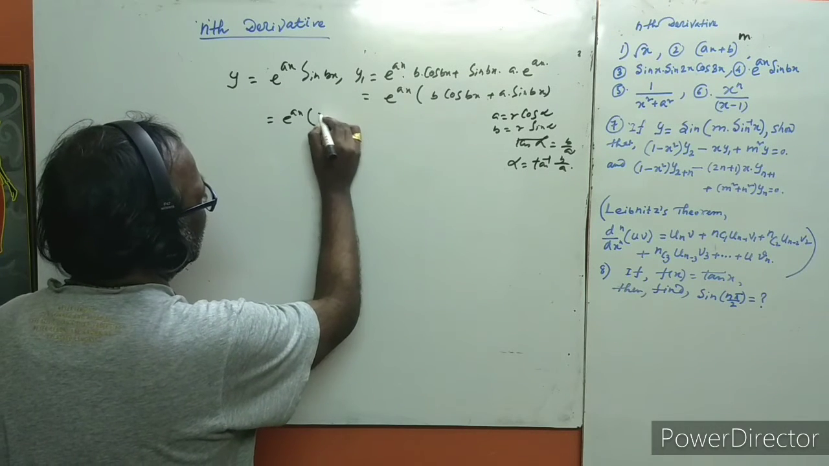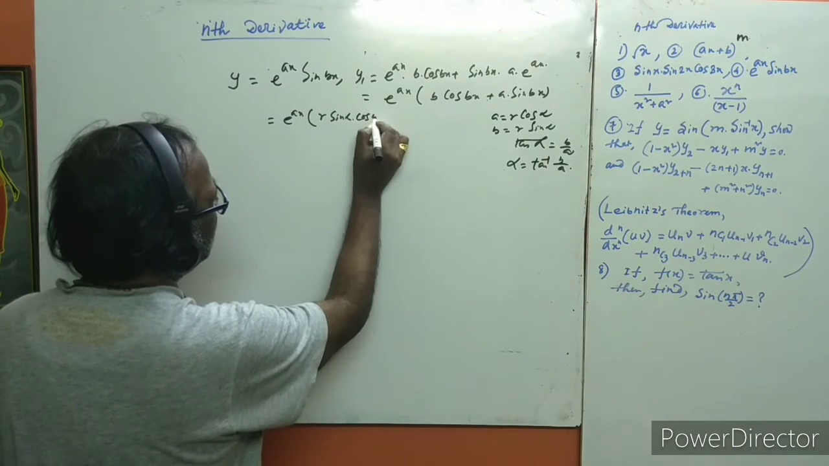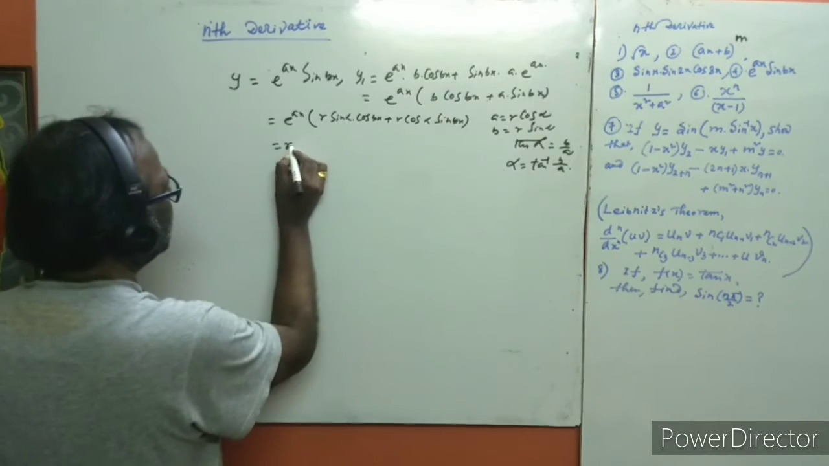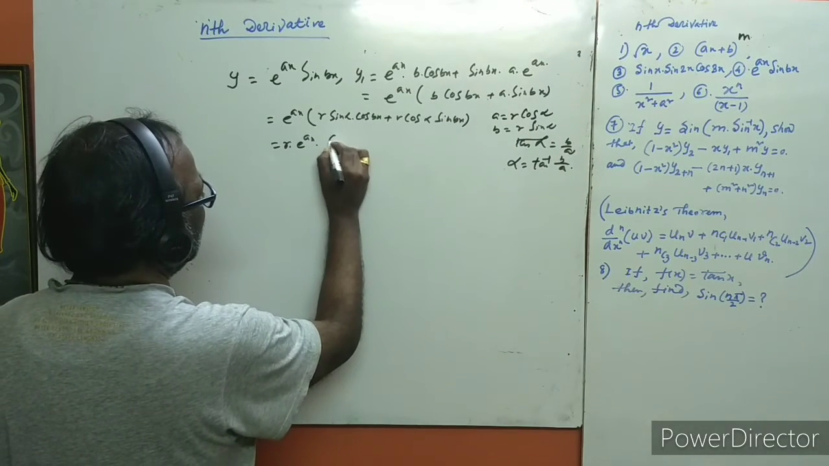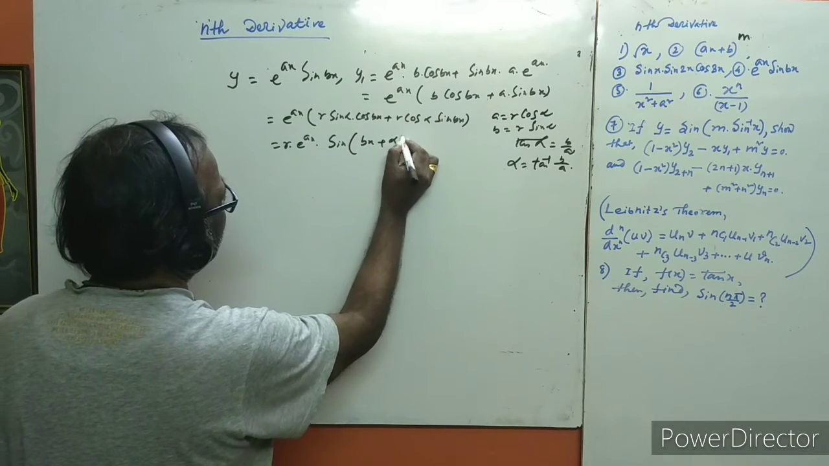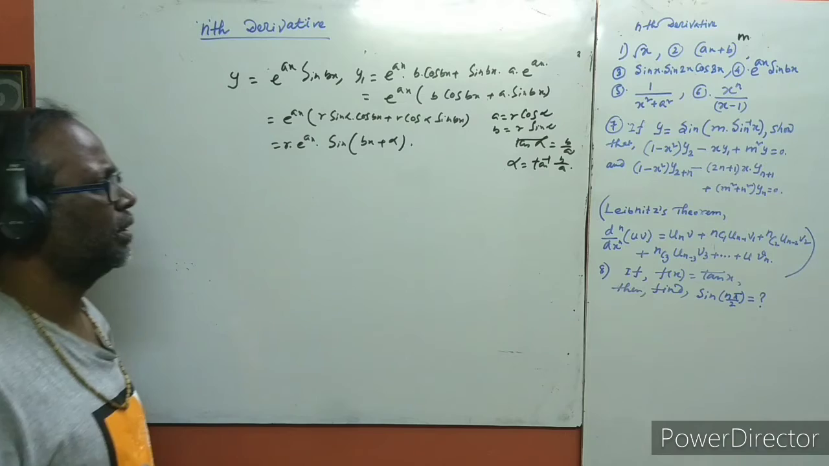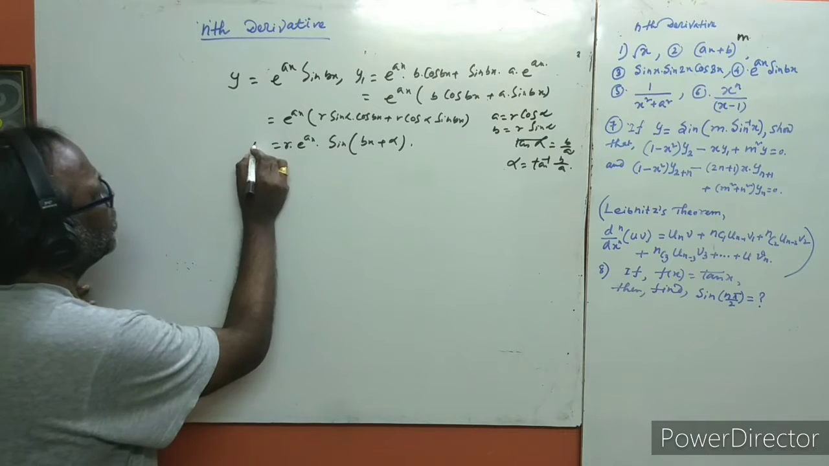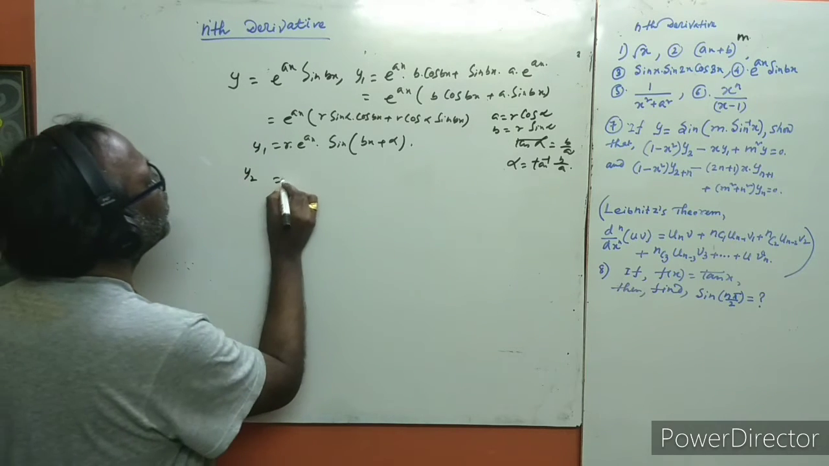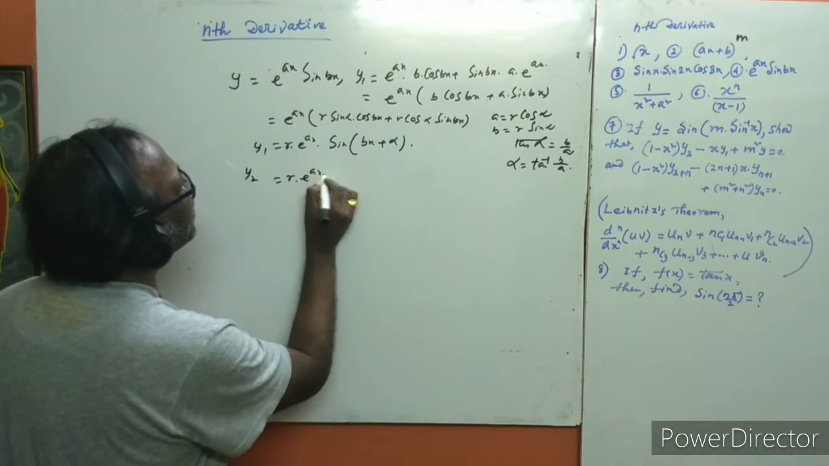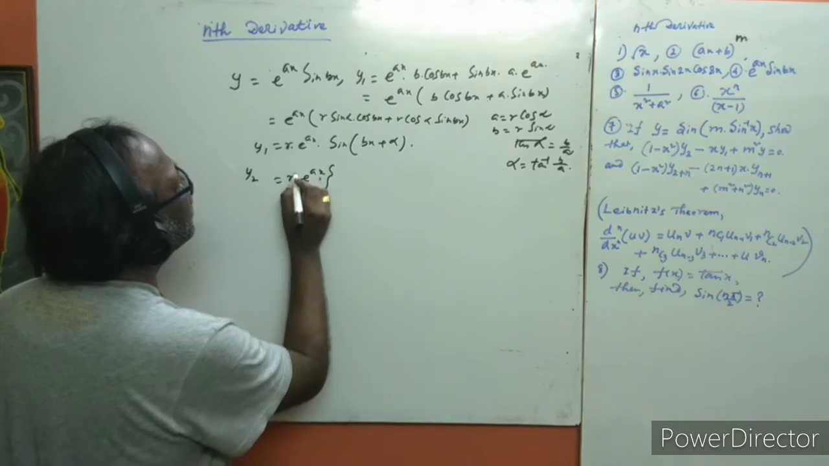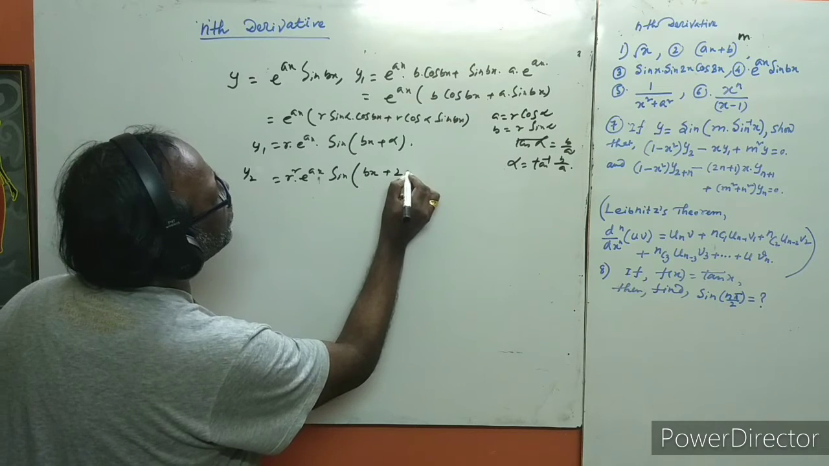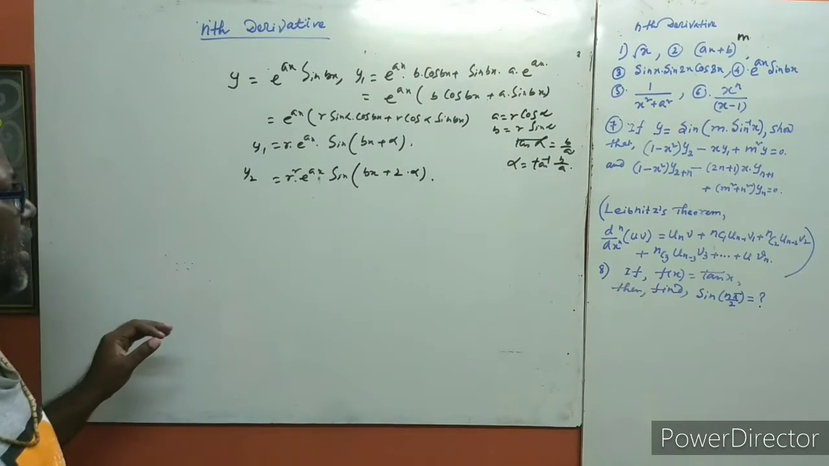If we put b as r sine alpha, and now cos bx with r cos alpha and sine bx, so this is r e to the power x, we can write here, and sine of bx plus alpha. In the ending point, we put the value of alpha and also r. If we differentiate, this is y1, and if we differentiate again, this is y2, so we can write e to the power x as a common factor here. So again we can write r square and also sine of bx plus 2 alpha, okay, like this.